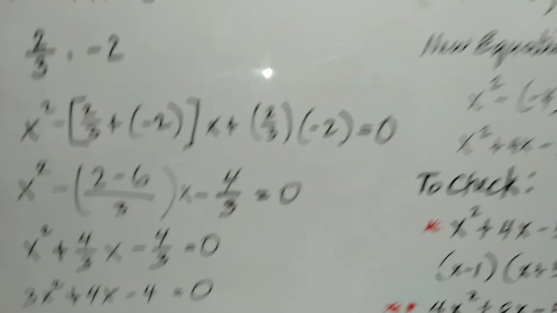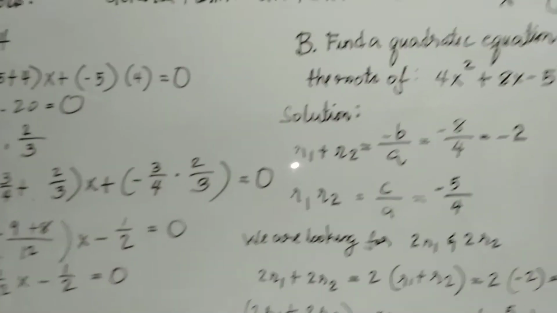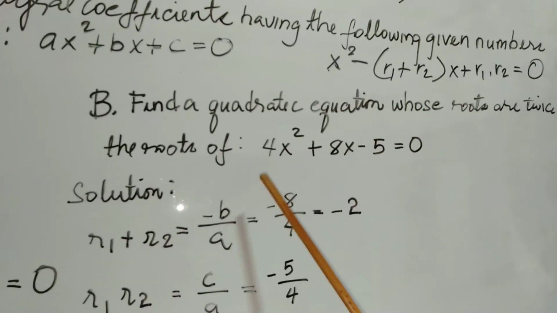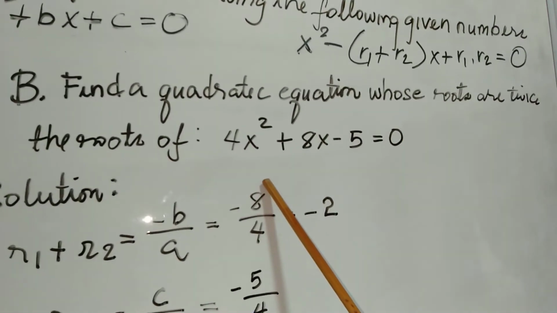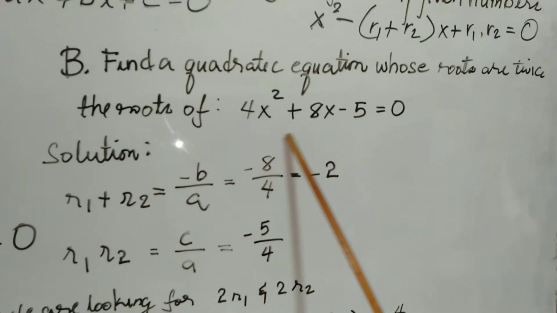For letter B, we have another set, this one problem. Find a quadratic equation whose roots are twice the roots of 4x squared plus 8x minus 5. So we are given the whole equation.